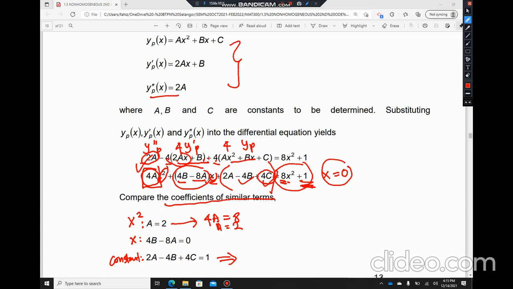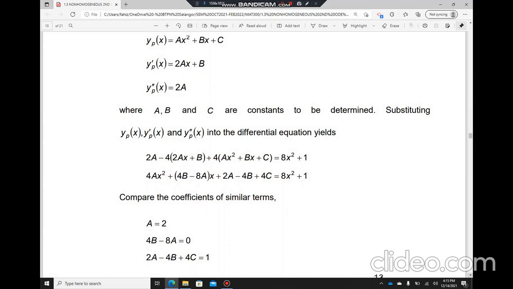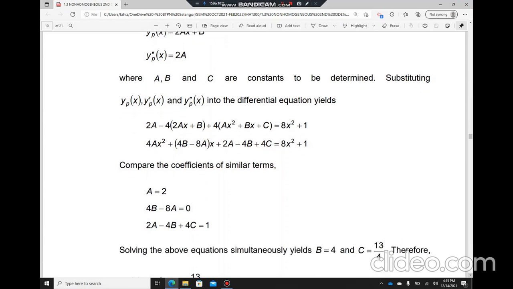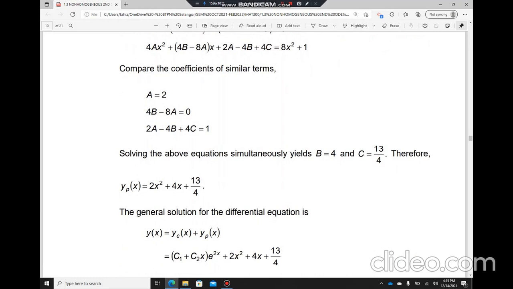Okay, so after you get these three equations, you can solve the simultaneous equation. Yang ni awak dah biasa buat dah, solve simultaneous equation. Since A kita sama dengan 2, so masukkan 2 dalam equation second ni, awak akan dapat B equals to 4. And then masukkan nilai A and B dalam equation yang ketiga ni, so awak akan dapat nilai C which is 13 over 4. Okay, therefore YP is 2x square plus 4x plus 13 over 4.